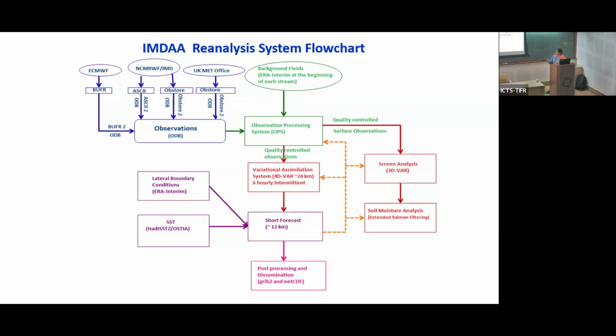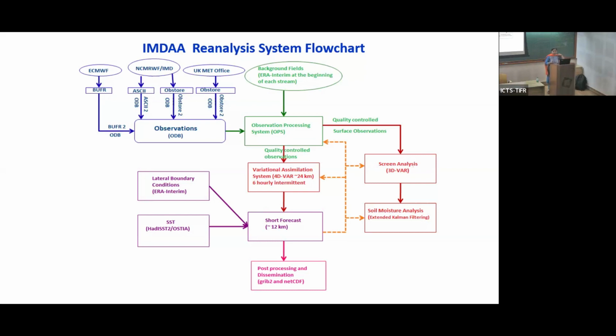And after that, the boundary conditions are fed, and then the short forecast, then the post processing and dissemination of the data. The data is disseminated either in GRIB2 or NetCDF format. So this is the full system, the IMDAA reanalysis flow chart.